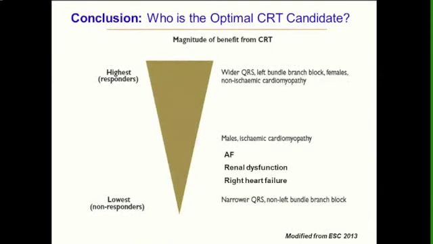So in conclusion, I'd like to suggest that regarding the question of who is the optimal CRT candidate, the highest level of response is in those patients with a wider QRS with the left bundle morphology, females, non-ischemic cardiomyopathy, without comorbidities such as atrial fibrillation, renal dysfunction, right heart failure. And if you're male with ischemic disease and narrow QRS and non-left bundle morphologies, you're really at the bottom of the pile, unfortunately.